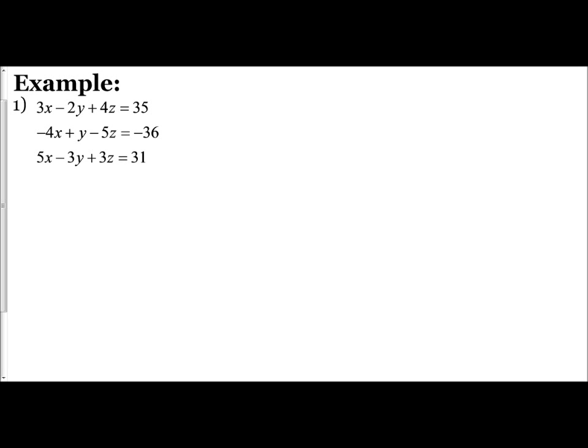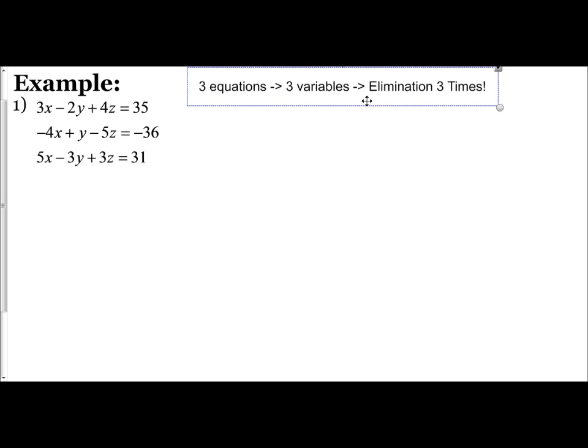And so we'll look at our 3 equations. 3x minus 2y plus 4z equals 35, and negative 4x plus y minus 5z equals negative 36, 5x minus 3y plus 3z equals 31. Now, in order to solve a system of equations in 3 variables, the key is you have 3 equations, 3 variables. You are going to do elimination 3 times. That's the key. 3 equations, 3 variables, we're going to do elimination 3 times. So let's keep that in mind when we're setting this up.